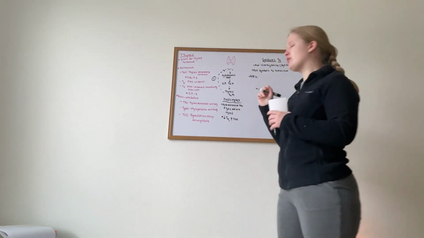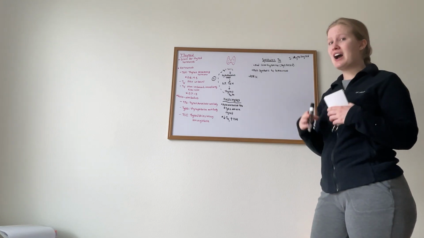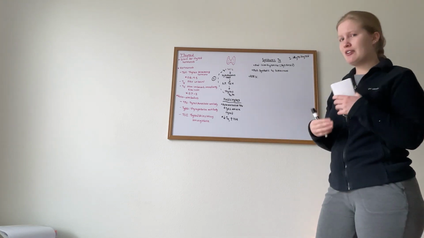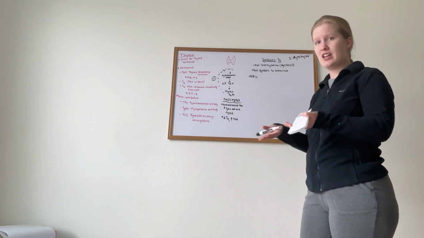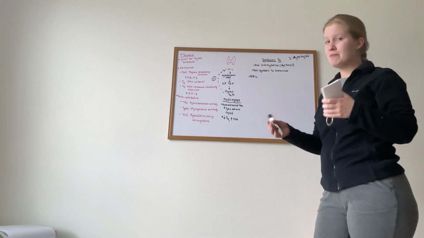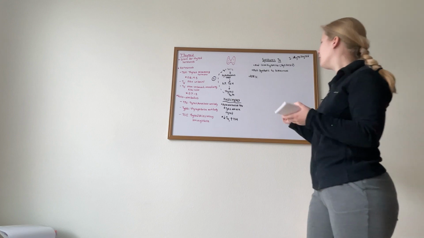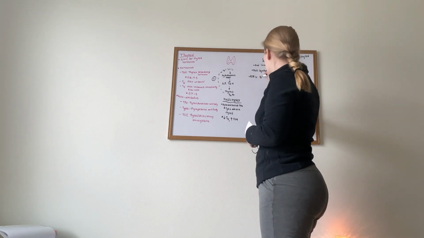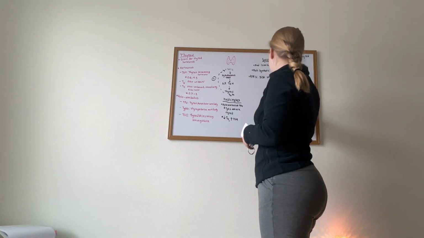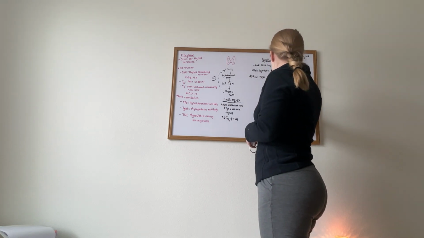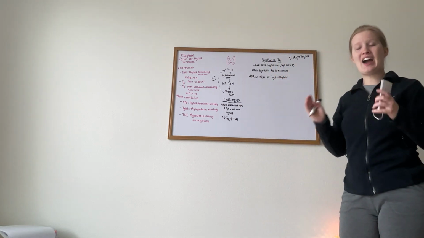Now the ADRs for giving somebody a synthetic T4 replacement is that they could become hyperthyroid, because we could have the dose wrong and we could give them so much that they get up past the euthyroid state all the way to the hyperthyroid state. So they're going to have signs and symptoms of hyperthyroid if they're having an ADR. So, signs and symptoms of hyperthyroid.